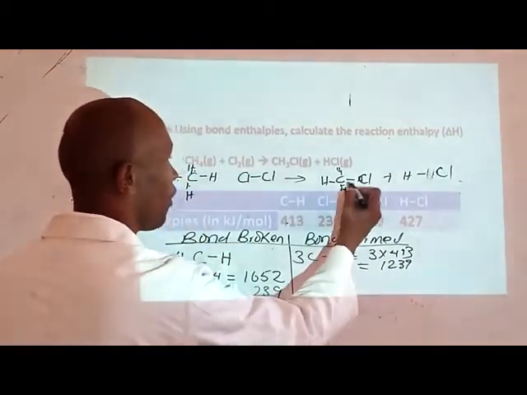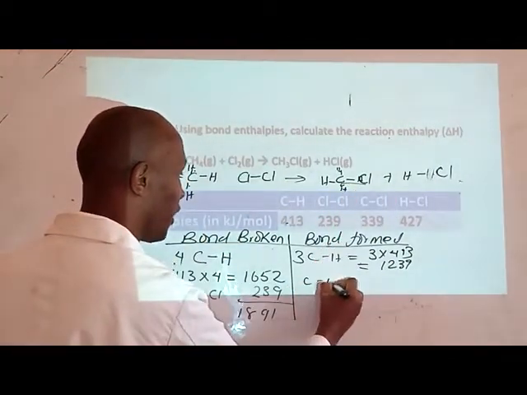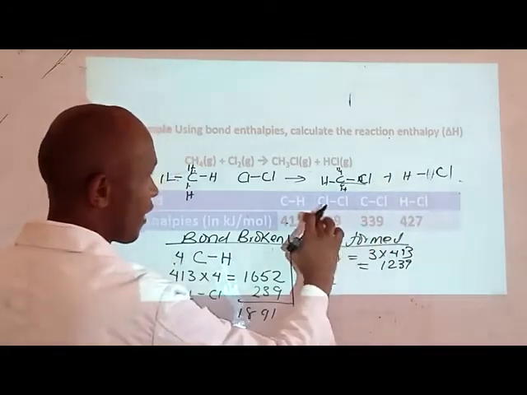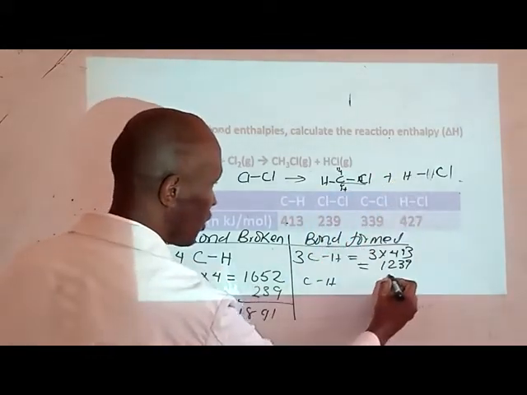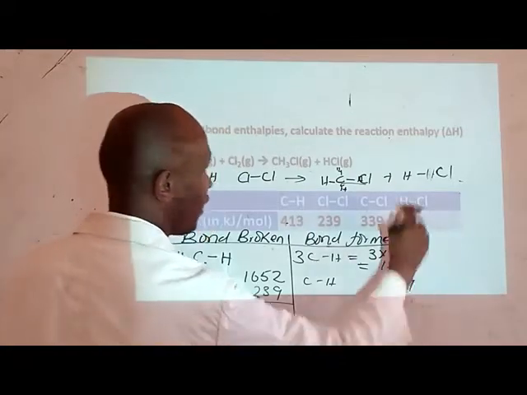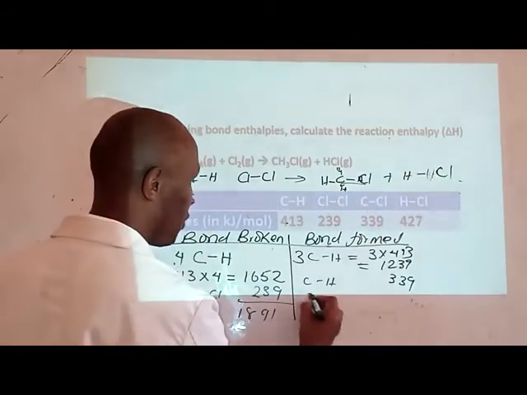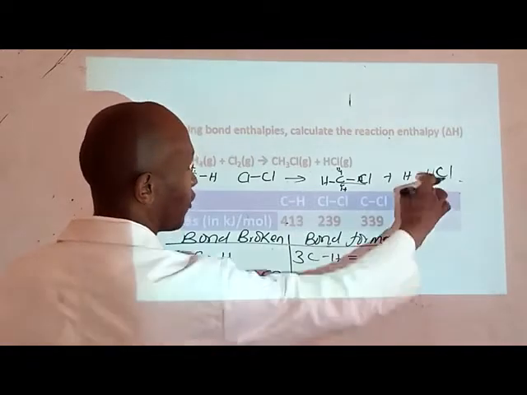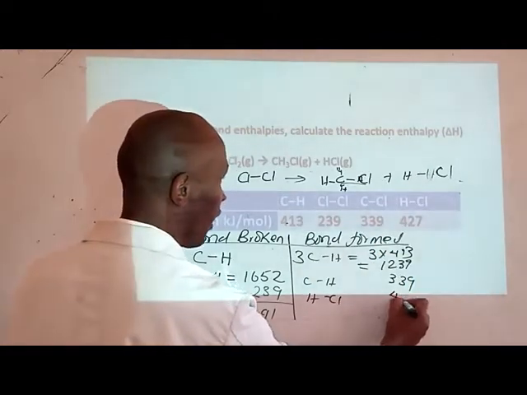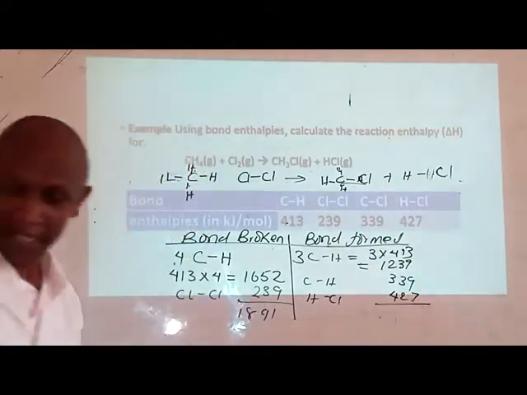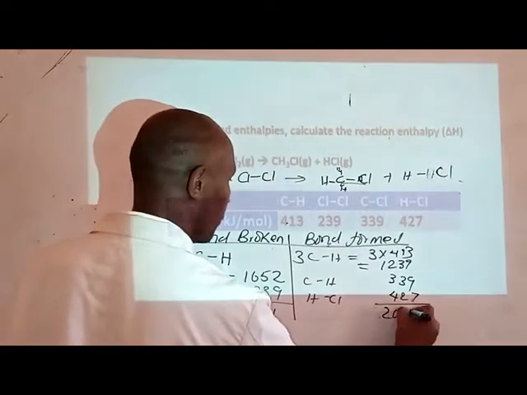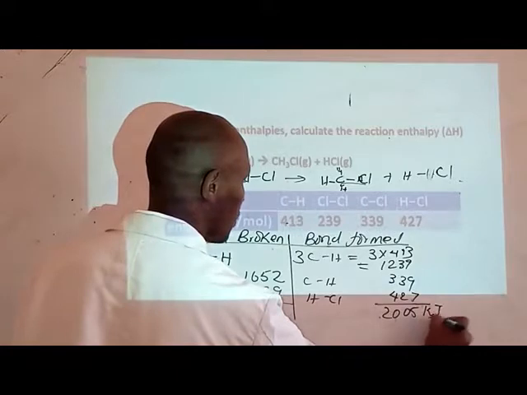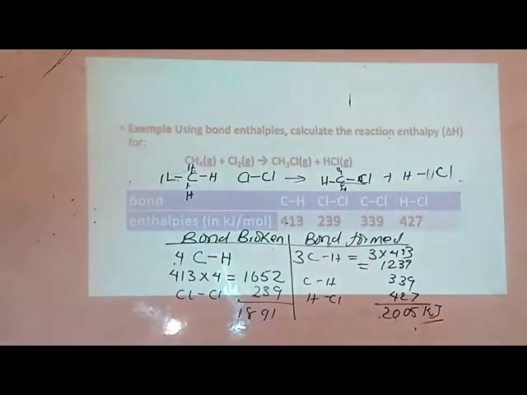What else am I forming? I have a carbon to chlorine bond there, only one of them. That is 339. And then I have a hydrogen to chlorine bond there, that is 427. So that amounts to 2005 kilojoules. So that is the amount of energy that I get.